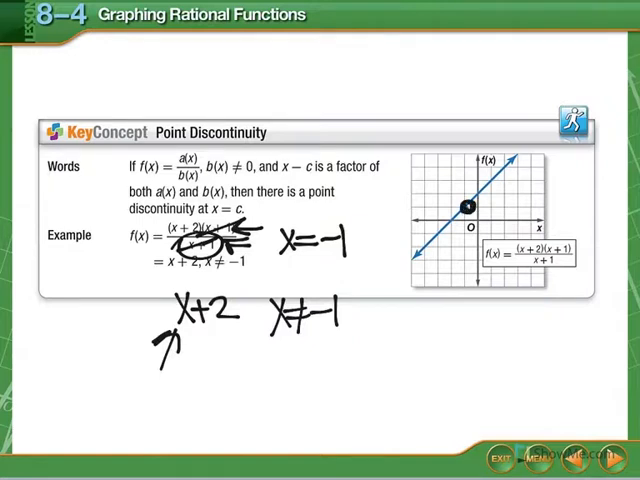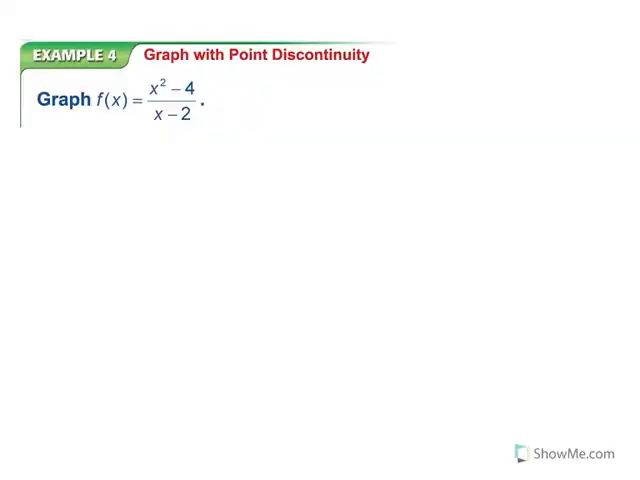Okay, so let's actually work some problems like this. So here we have a graph of f of x is equal to x squared minus 4 divided by x minus 2. Now, point discontinuities are really hard to show on a graphing calculator, so these you do actually have to do by hand. And you can get a general idea of the picture of what it should look like. Alright, so the first step is that we actually need to factor the numerator. Okay, so this is actually a difference of squares, so it's pretty easy to factor.